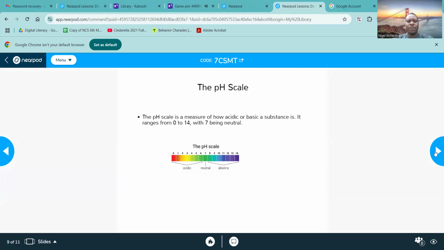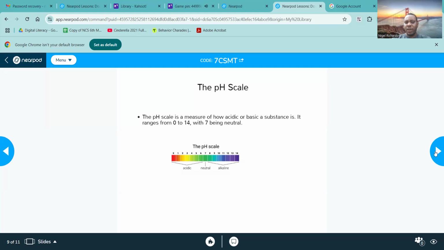So we're going to look now at the pH scale. What is the pH scale, you may ask? We have been talking about it a few times earlier. The pH scale is a measure of how acidic or how basic a substance is. That is, whether it's a strong acid or weak acid or a strong base or a weak base. And it goes from 0 to 14.